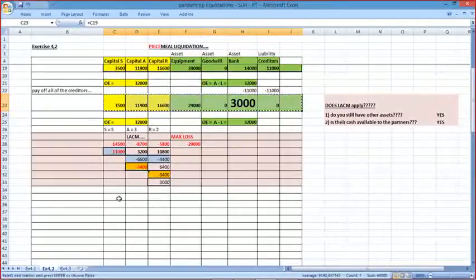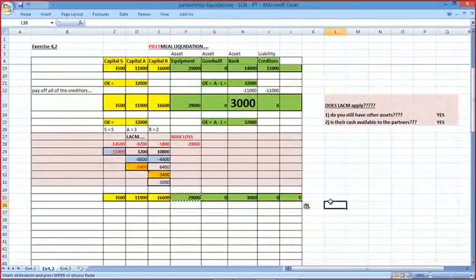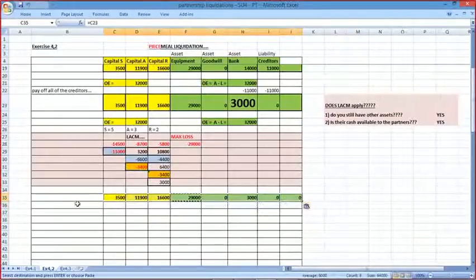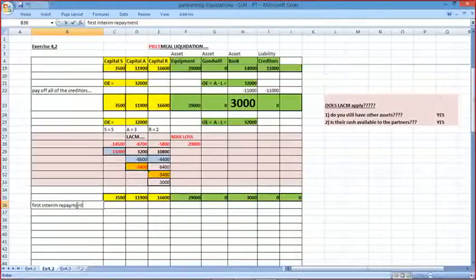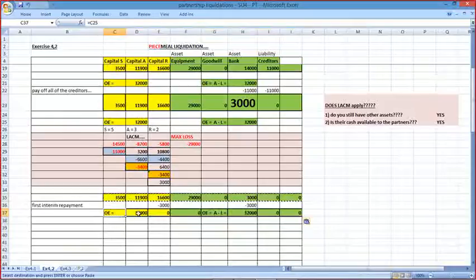So now, if I take these amounts here and I move them down there. I just want to bring the totals down so you can see them. So there's the totals. All right, what did we say? First interim repayment. Who gets the first interim repayment of this 3,000? Correct. So minus 3 there, and minus 3 there, and then we can total up again.